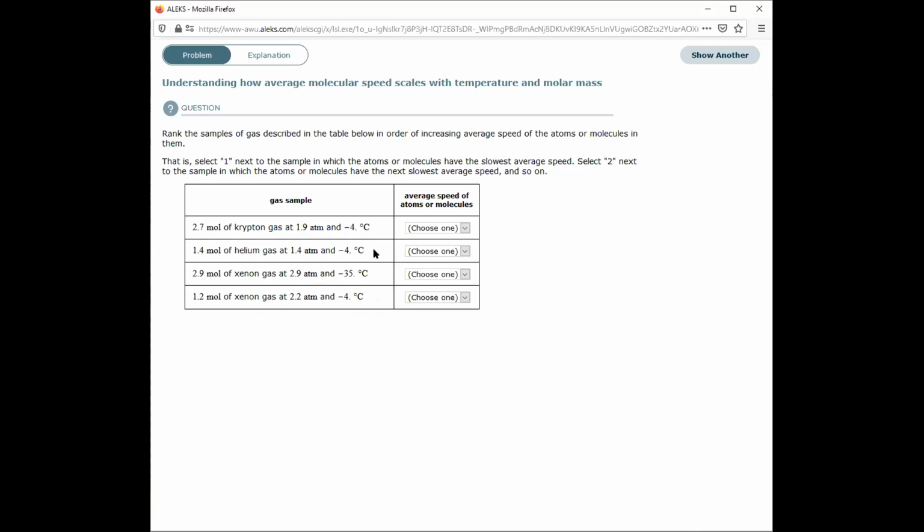What if helium was -35 degrees Celsius? Then you'd have to do the math. And they didn't ask. So all of these questions are arranged so that you can rank these without actually doing the math. Okay. But yes, if helium went to -35, you'd have to pull out a calculator and see if that is still faster than xenon at -4. Right. Okay.